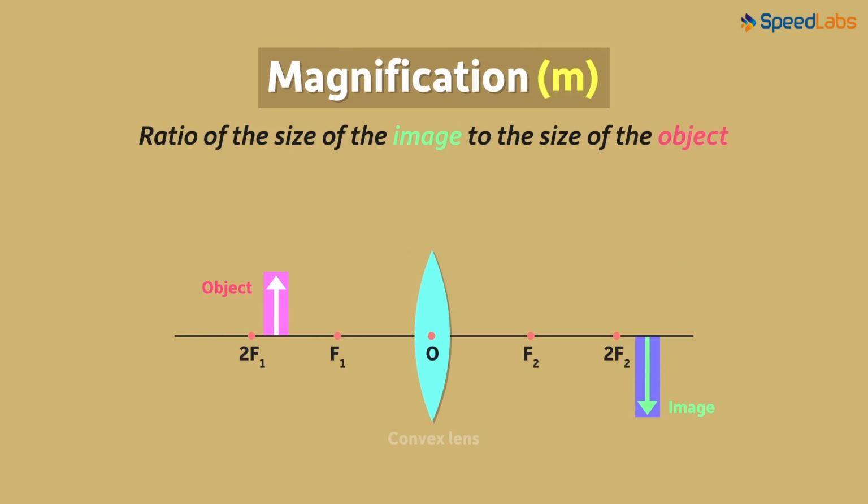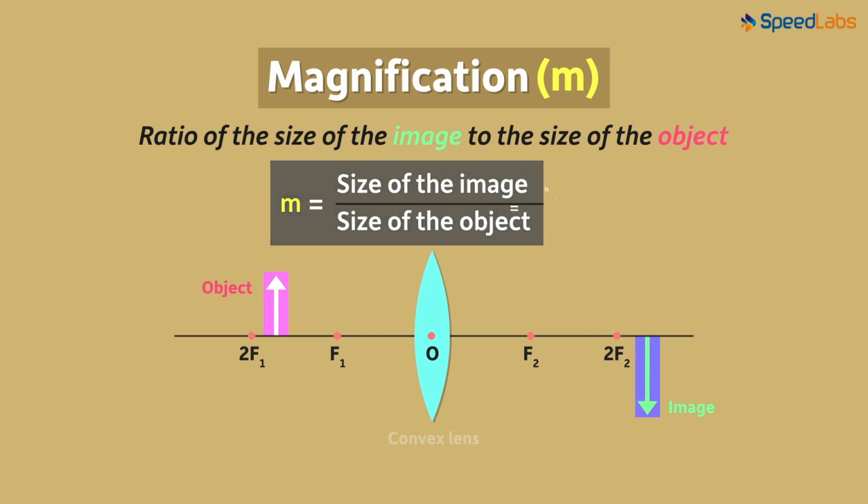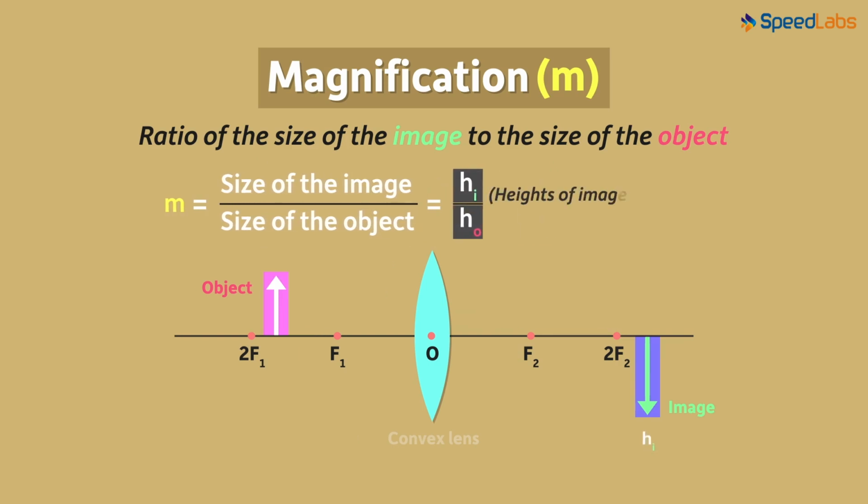It's denoted by m. Mathematically, we can write it as m is equal to the size of the image over the size of the object. But in our ray diagrams, the sizes of the image and the object are nothing but the heights of the image and the object. So this ratio is nothing but hi over ho, where hi and ho are heights of the image and the object respectively.